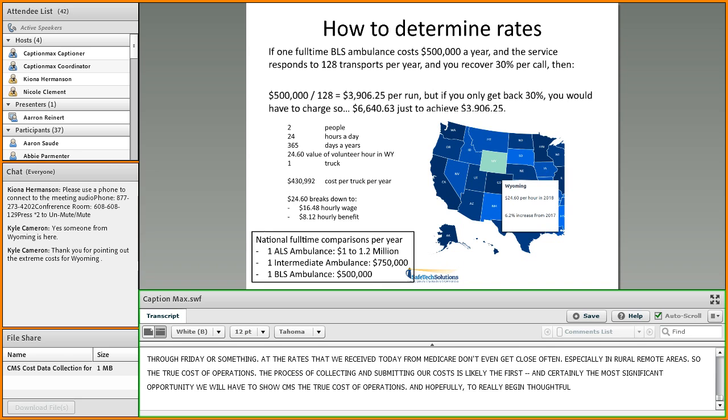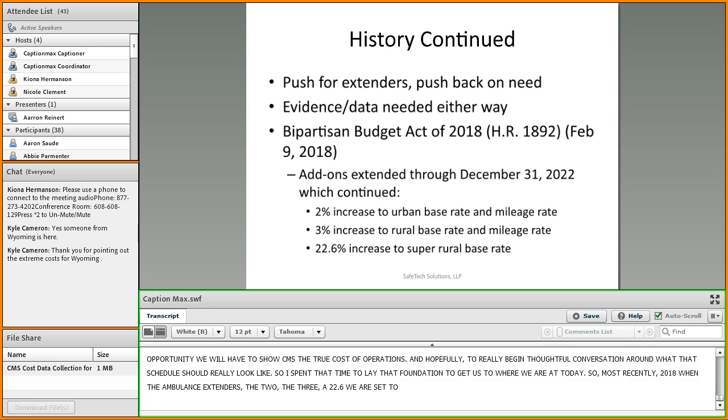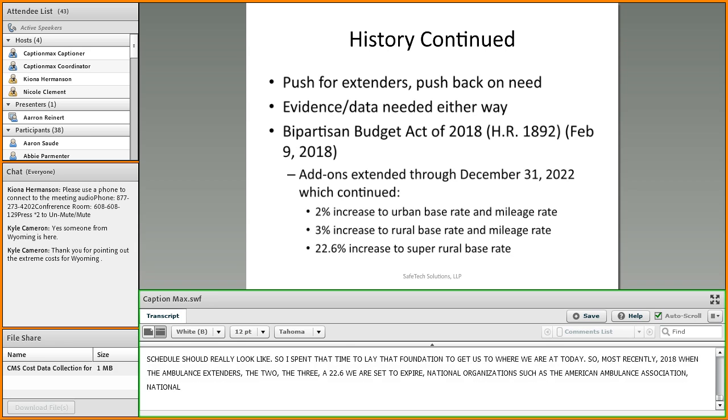The rates that we receive today from Medicare don't even get close, often, especially in rural remote areas, to the true cost of operations. So this process of collecting and submitting our costs is likely the first and certainly the most significant opportunity we will have to show CMS the true cost of operations, and hopefully to really begin a thoughtful conversation around what that fee schedule should really look like. So I spent that time to lay that foundation to get us to where we're at today.